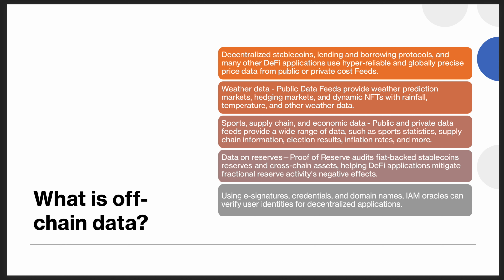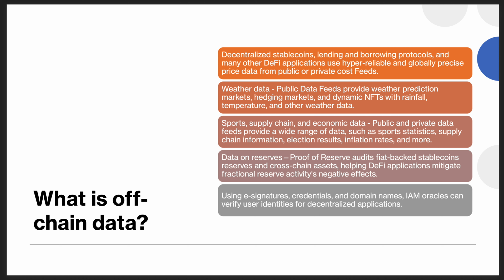But the idea behind this is to make your DeFi, your distributed application, really more reliable and globally precise, especially if you're using pricing data from private or public feeds. So understanding where all this stuff comes from, like sports, supply chain, economic data, public and private data feeds, census information. There's a wide range of data that's just not going to be viable living on the blockchain itself, right? So with that in mind, you're going to be using an awful lot of off-chain data.